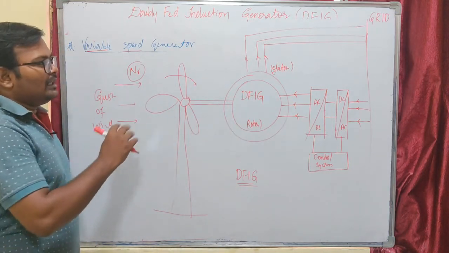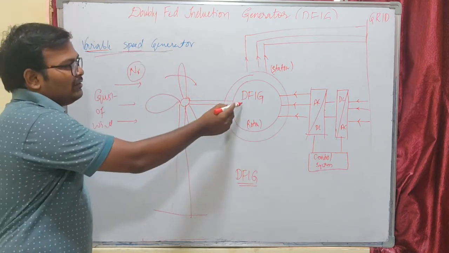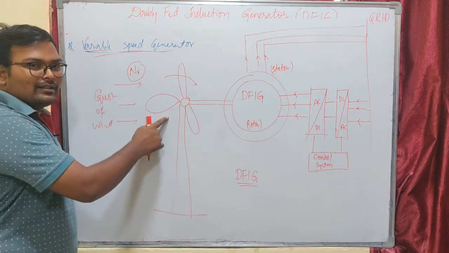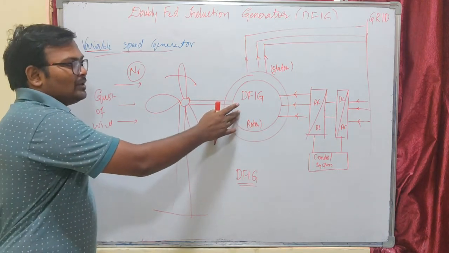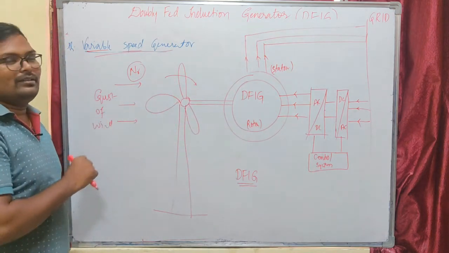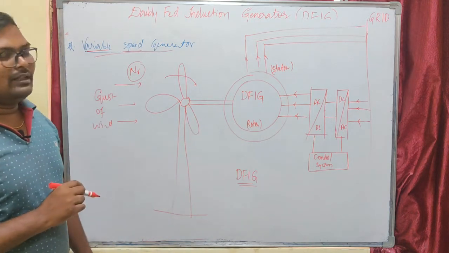In order to have the advantage of variable speed generation, we place our doubly fed induction generator in windmills. As the speed of windmills is not constant, we supply a variable speed to our doubly fed induction generator, which generates electricity at any speed of the wind. So this is the application of our DFIG. Now let us see how our DFIG operates.